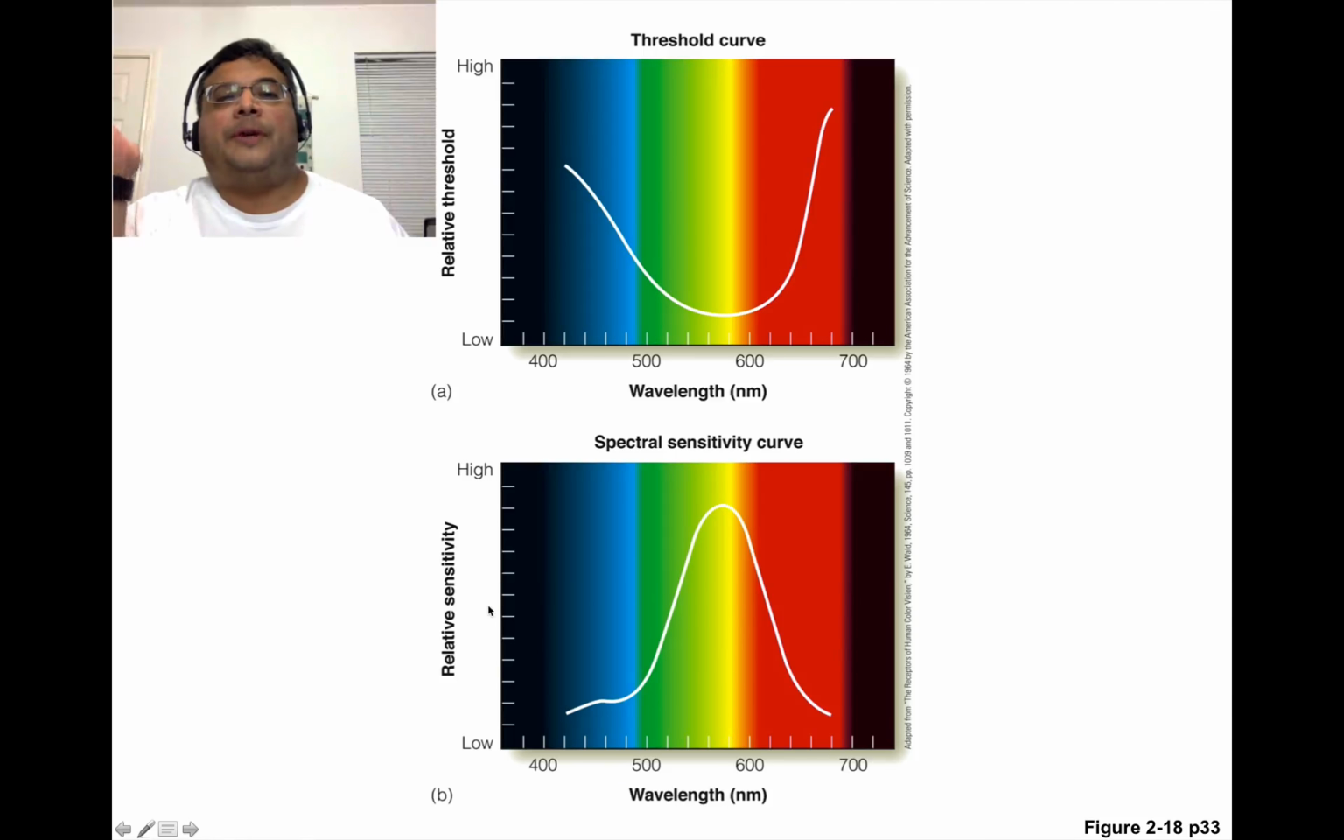Similarly, we also have a spectral sensitivity curve, which shows which spectra we are most sensitive to, and it of course mirrors perfectly the threshold curve, right? So we don't see the blues so well. We don't see the deep reds so well, but we are highly sensitive to these colors in the middle of the visual spectrum: the yellowish greenish colors, and the yellowish orangish colors. Those are the ones that we are the most sensitive to.